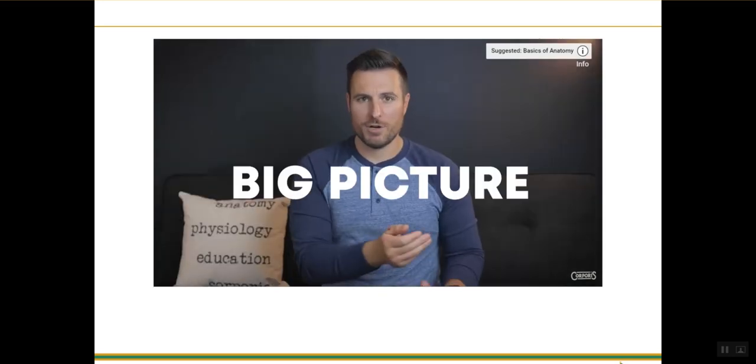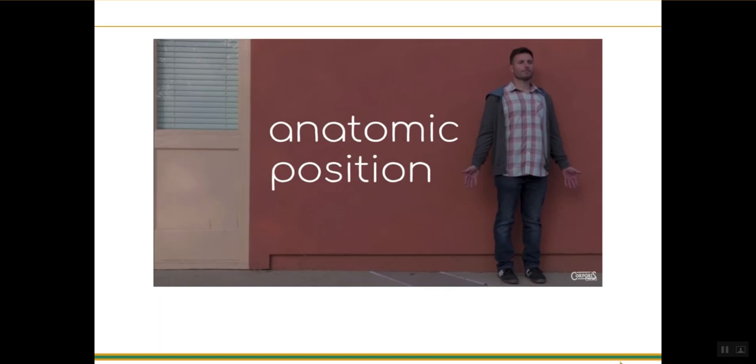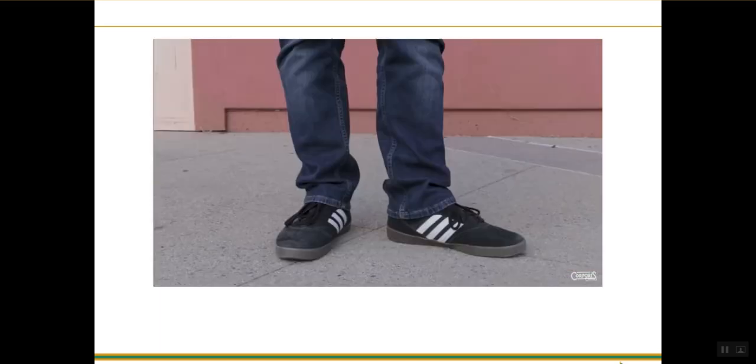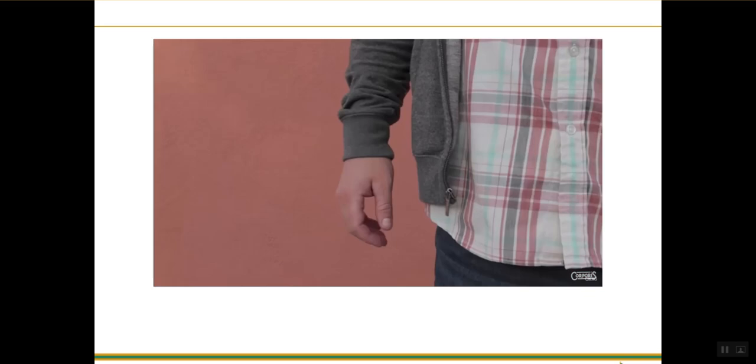So here's the big picture. We have multiple joints that all move in incredibly unique ways, so simple terms like up, down, and sideways don't apply here. We need unique terms to describe unique motions. And when we're talking about anatomical motion, we reference an imaginary body in something called the anatomic position. That's standing upright with feet forward, arms by your side with palms forward, and head neutral looking forward.